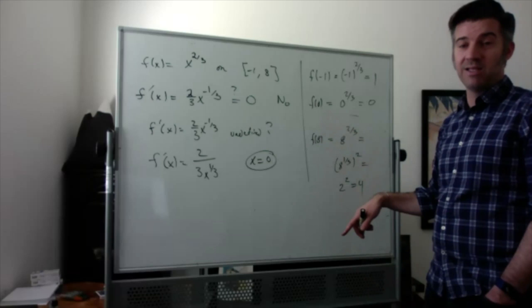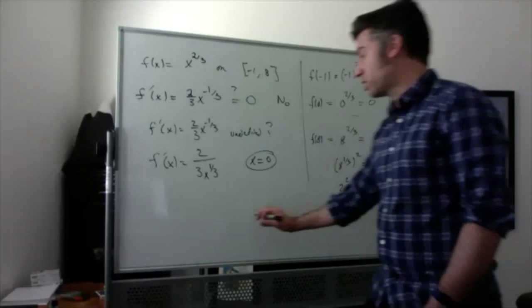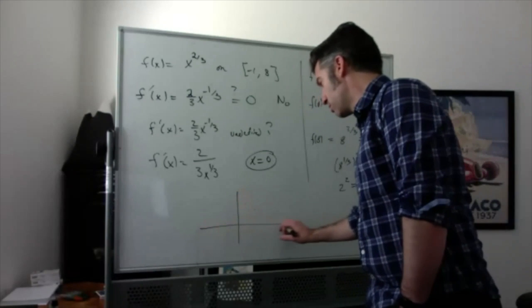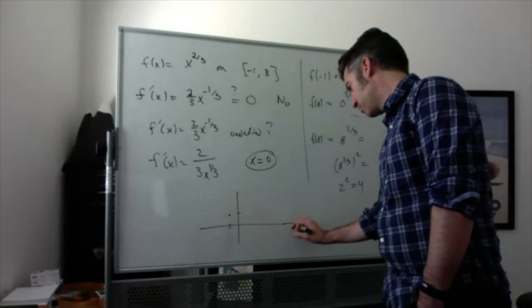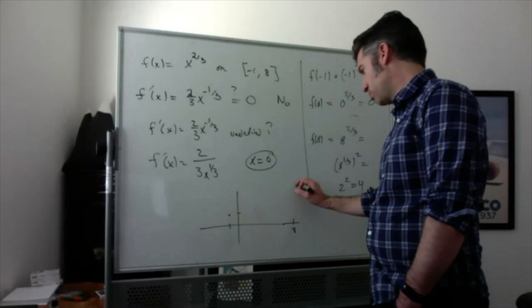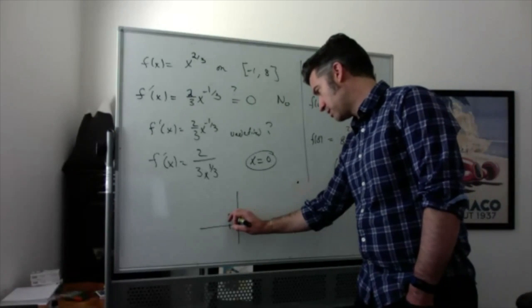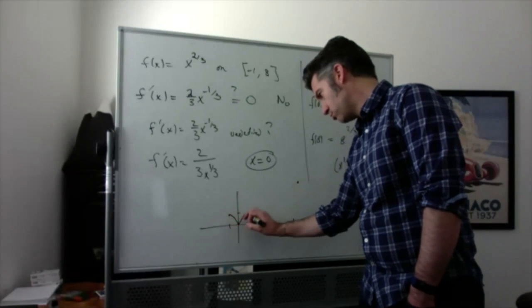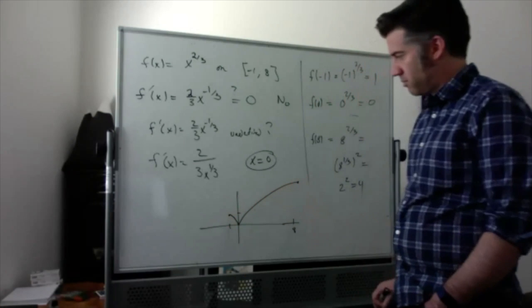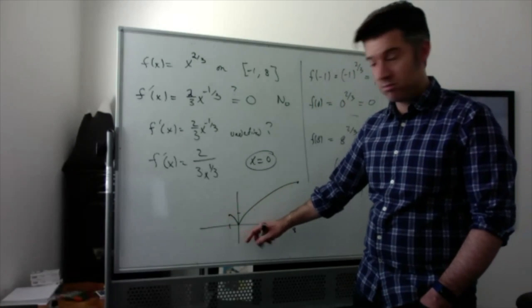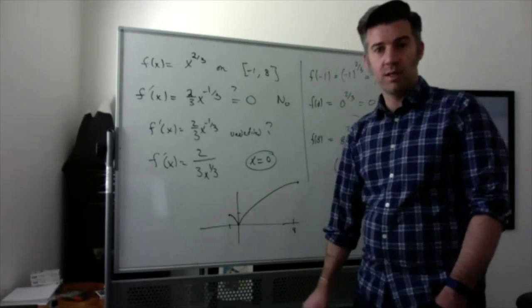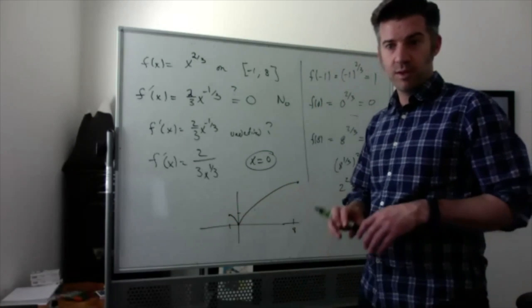It occurs at 0. And here's what this looks like. So we've got -1, 1, and we've got 8, 4, and it looks like this. So the derivative is undefined at 0, but you still have a minimum at 0. You have a maximum over there at 8.